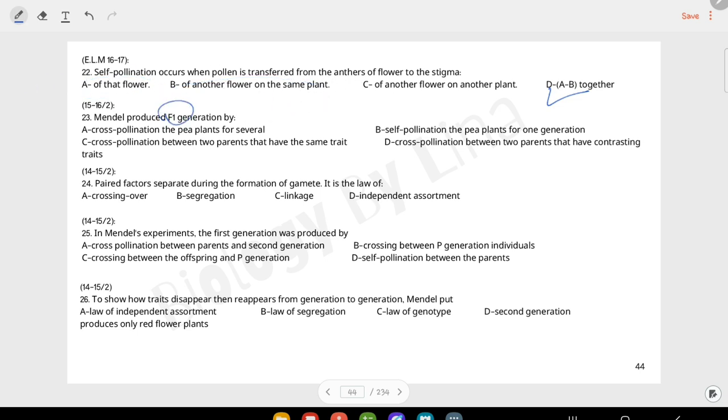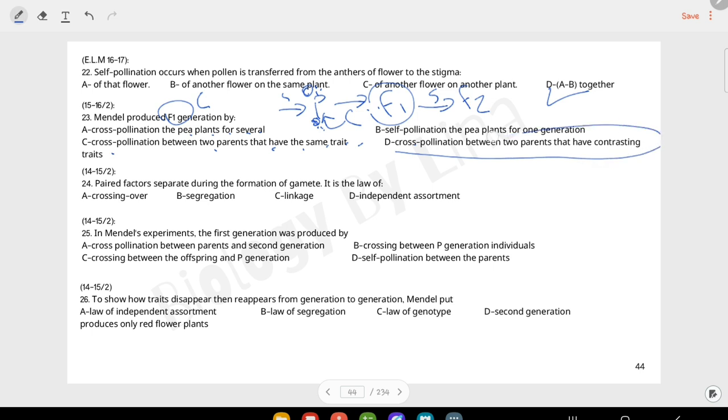Mendel produced the F1 generation by, we said F1 by cross-pollination. As we said before, we said F1 and F2. How do we get F1? By cross-pollination. Cross-pollination of what? Of the parents. So cross-pollination of pea plants of several generations, or cross-pollination between two parents that have the same trait? No, actually the parents here are with contrasting traits. Why? Because we have purple and we have white. So they are with contrasting traits. So cross-pollination between two parents that have contrasting traits.